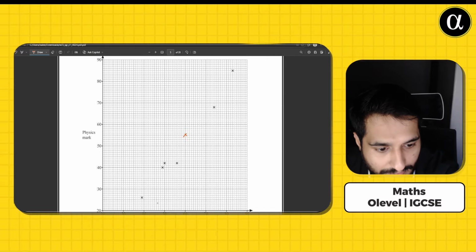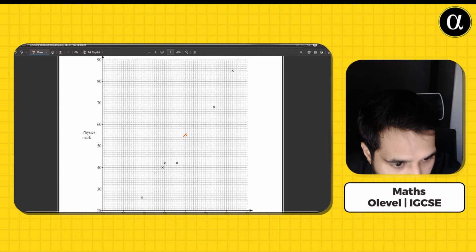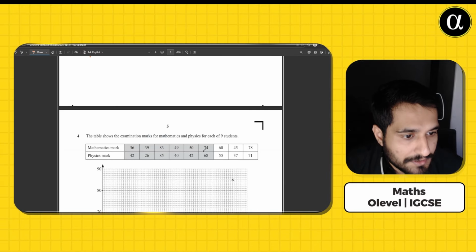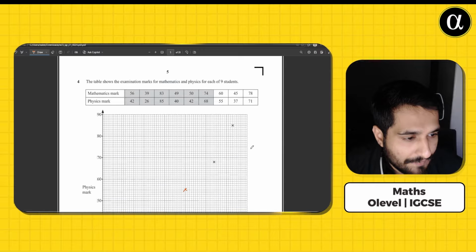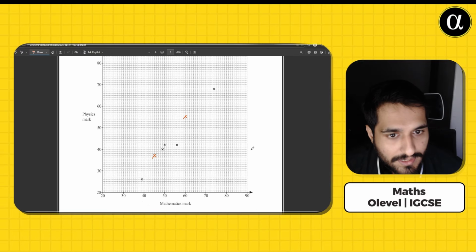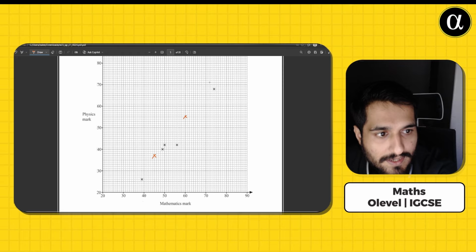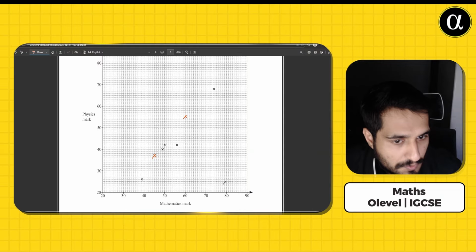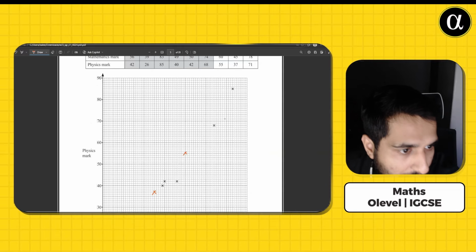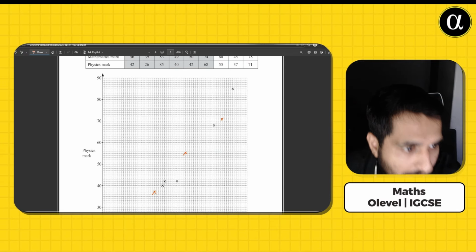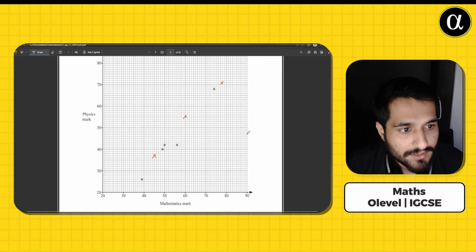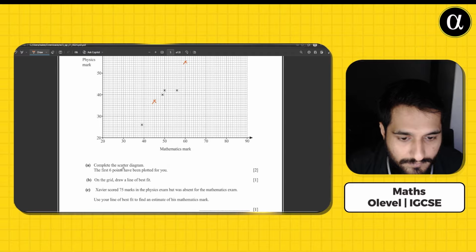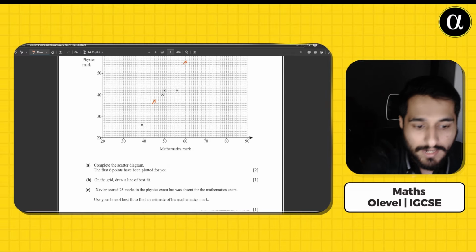45 and 37 is going to be here, and then it's supposed to be 78 and 71. So 78 and 71. Now 78 would be over here, 2 points, and 71 is going to be right here, right? Now what does it further say? It further states that on the grid draw a line of best fit.